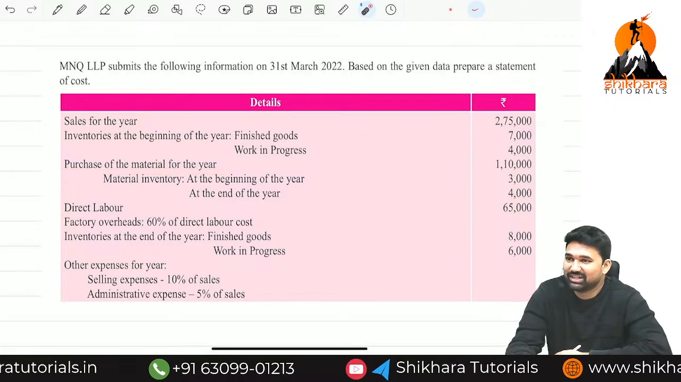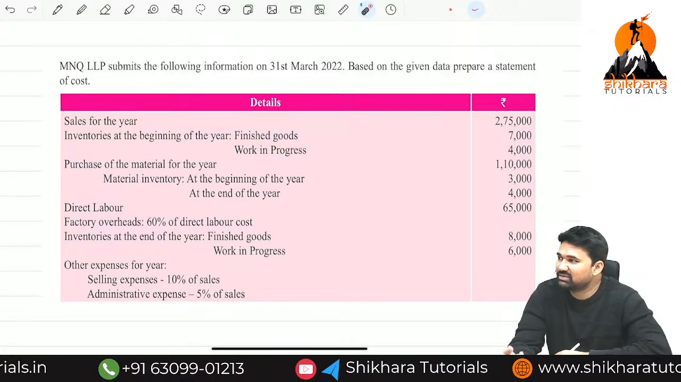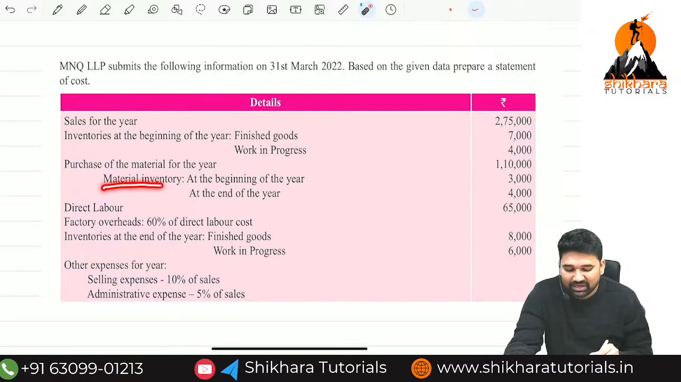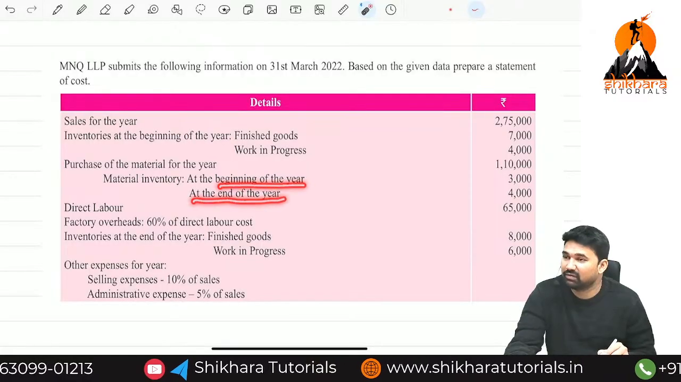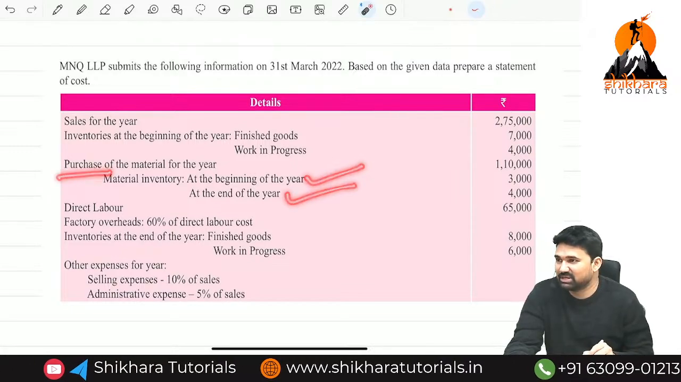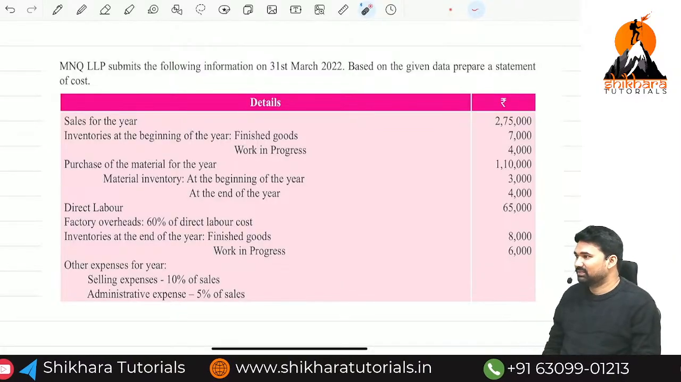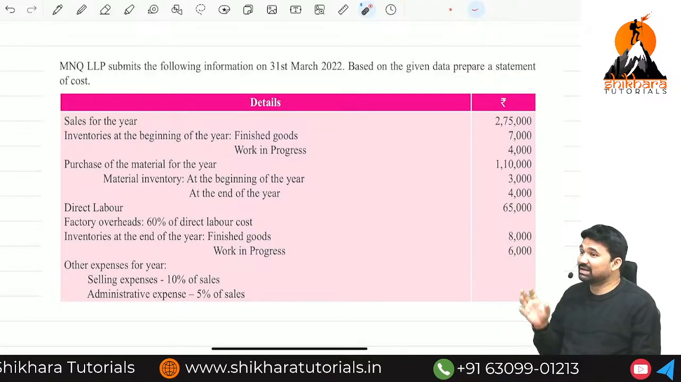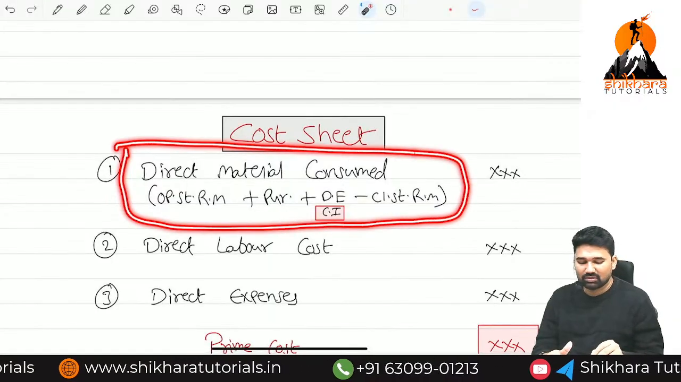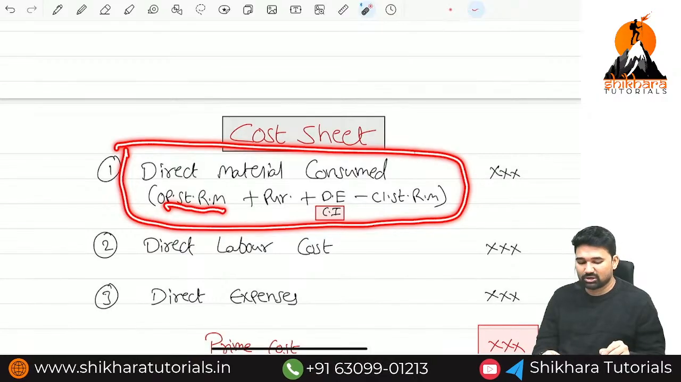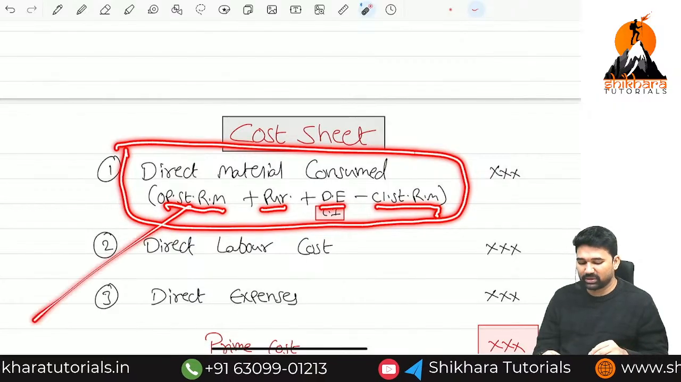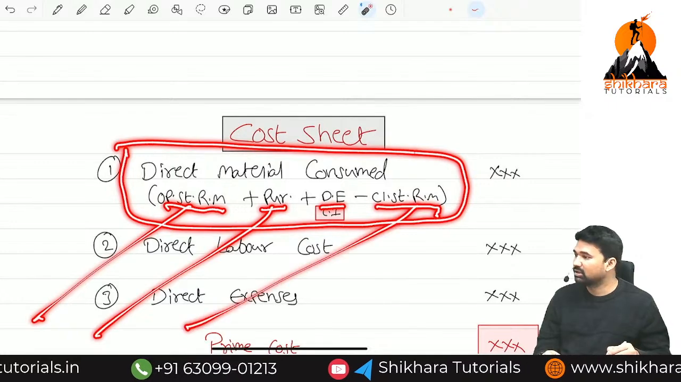Purchase of material during the year. Purchases we will use in the direct material consumption calculation. Material inventory has been given at the beginning of the year as well as the end of the year. So opening stock of material, closing stock of material, and purchases have been given. Which formula will we use? Not the prime cost formula, the direct material consumed formula. The formula is opening stock plus purchases plus direct expenses minus closing stock. We have been given opening stock, purchases and closing stock.